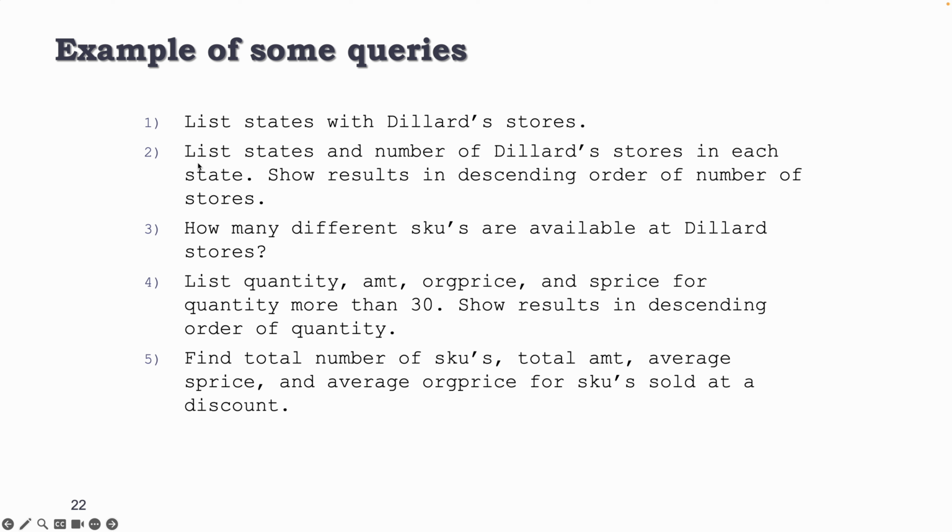Number two is list states and number of Dillard stores in each state. The column that we have just now, from 1, we want to add one more column which indicates how many stores each state has. It also says show results in descending order of number of stores. So you can pause and try on your own and then come back.